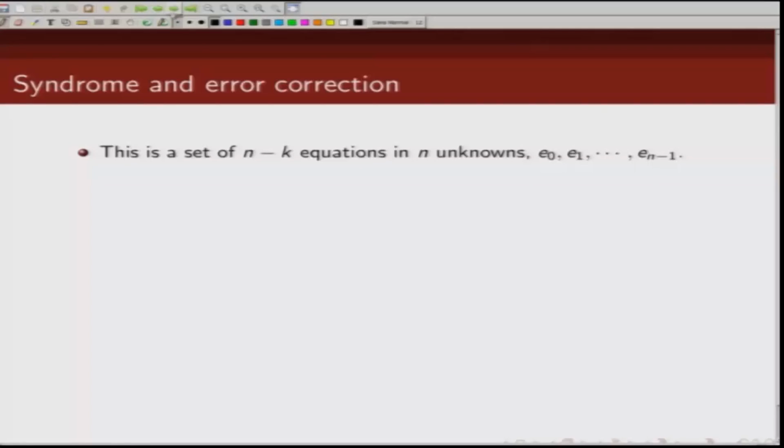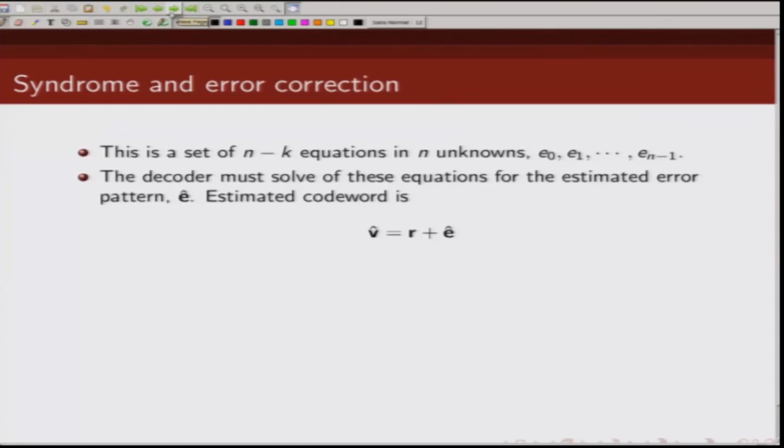So, we have fewer equations and more unknowns, and what we need to do is solve this set of equations to find out what these unknown quantities are, because to find out the error pattern we need to know what these Ei's are.